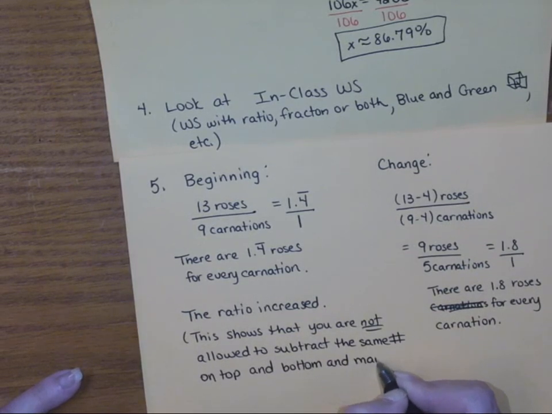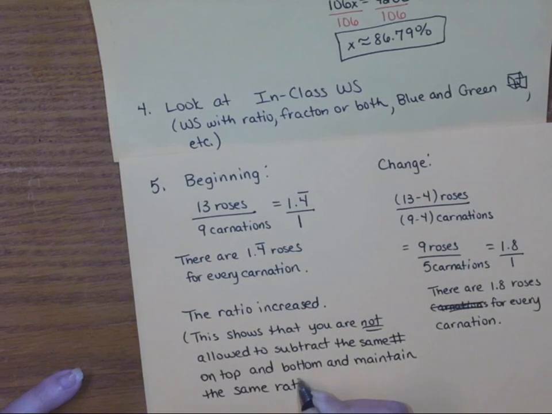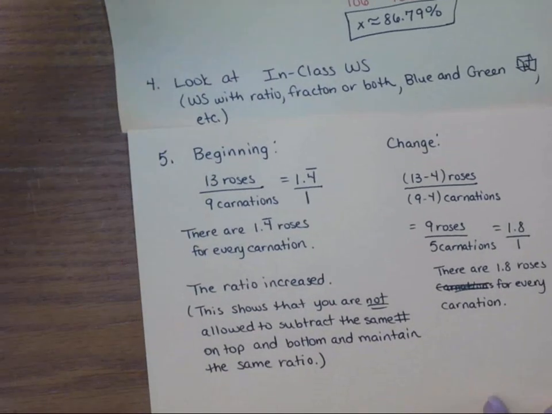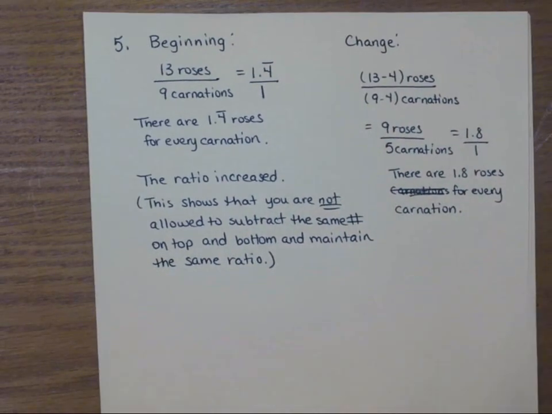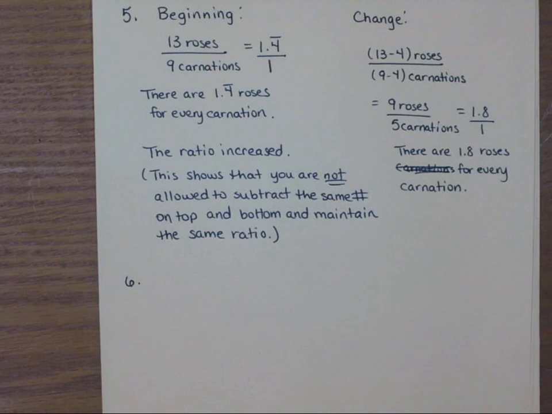Okay, remember you are allowed to multiply on the top or the bottom or even divide the same number on the top and the bottom, but you are not allowed to add or subtract. And the fact that the ratio changed at all demonstrates that. Okay, it just so happens that it went up. Okay, so number 6. I do want you to remember what the lecture video said about problems like number 6, so let's read through it.